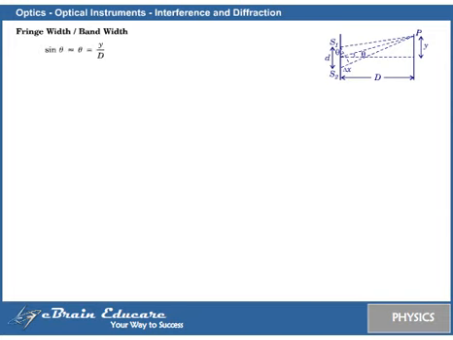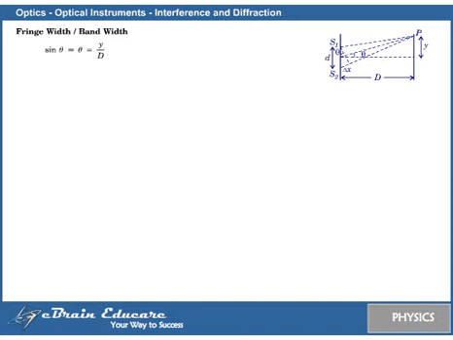The fringe width or bandwidth in an interference pattern is understood in terms of the following set of equations. Please look at the small diagram which has been provided. Sin theta is approximately equal to theta, which is equal to y by D, where y is the distance of the point P at which the effect of the waves is felt. Capital D is the distance between the plane of the slits S1 and S2 and the position of the screen.